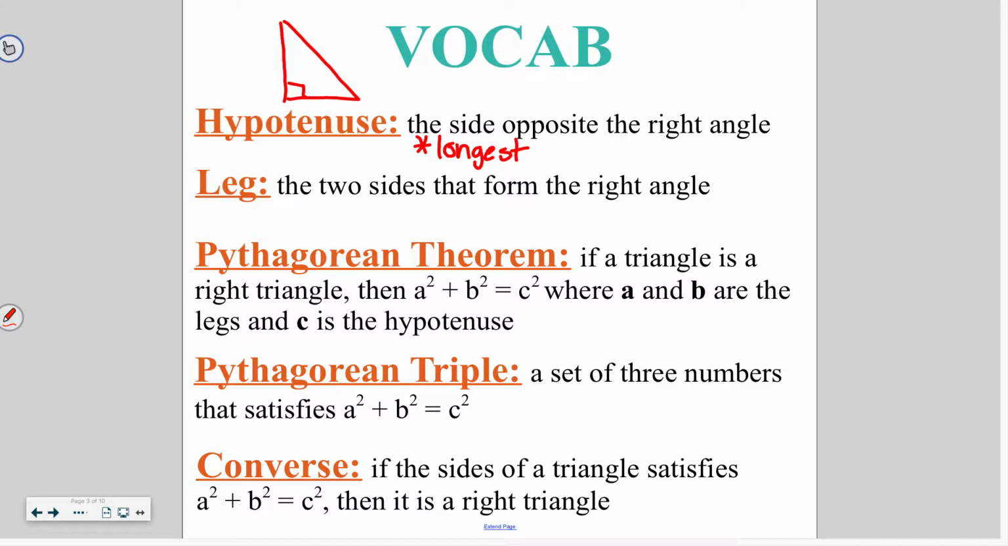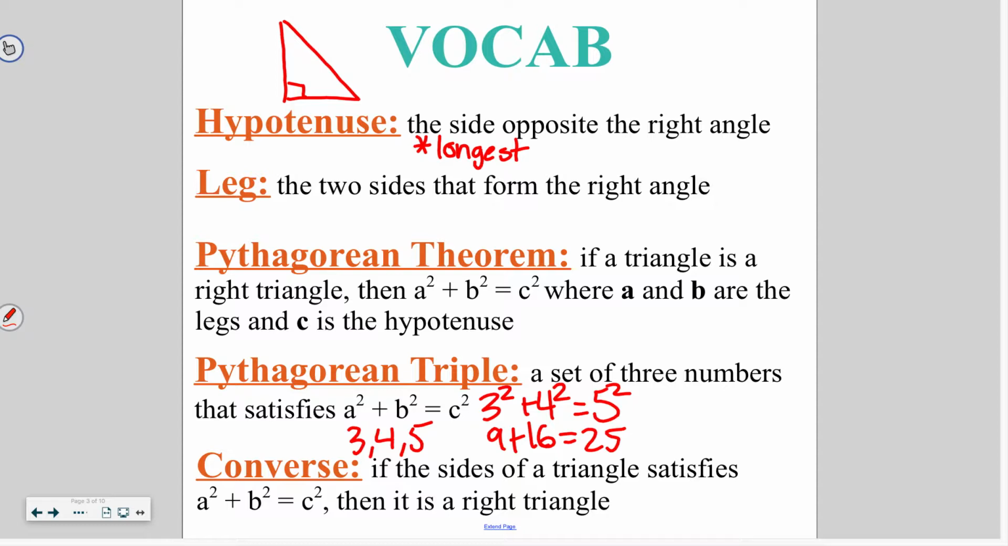The Pythagorean theorem then states if a triangle is a right triangle, then a squared plus b squared equals c squared, where a and b are the legs and c is the hypotenuse. Building off that, a Pythagorean triple is a set of numbers that work for the Pythagorean theorem. So for example, note 3 squared plus 4 squared is equal to 5 squared. So 9 plus 16 is equal to 25. So a Pythagorean triple would be 3, 4, and 5. That is something that works for the Pythagorean theorem.